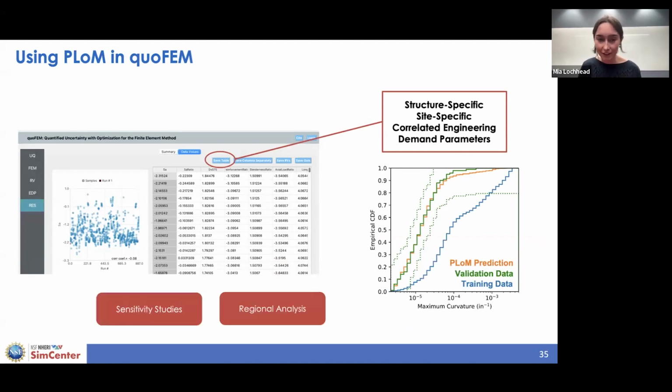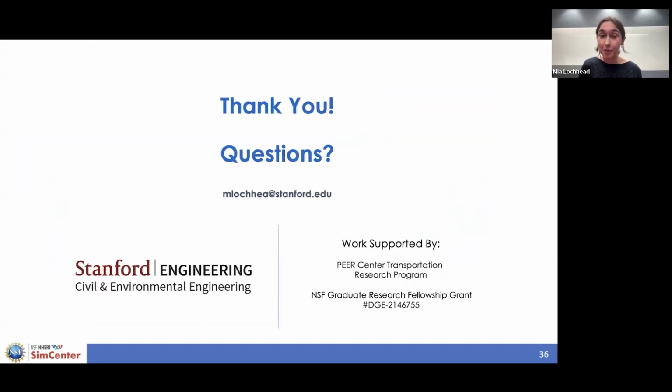This can be used for a few different things. I think two immediate use cases are sensitivity studies, in which you could assess the sensitivity of our outputs to changes in the input variables. For example, what happens to our engineering demand parameters if we increase the duration of the earthquake, et cetera. A second use case is regional level analysis, which is the current direction of this project. But beyond that, there are a lot of use cases that could potentially involve the PLoM model. With that, that concludes my presentation, and I'm happy to answer any questions. Thank you all for listening.